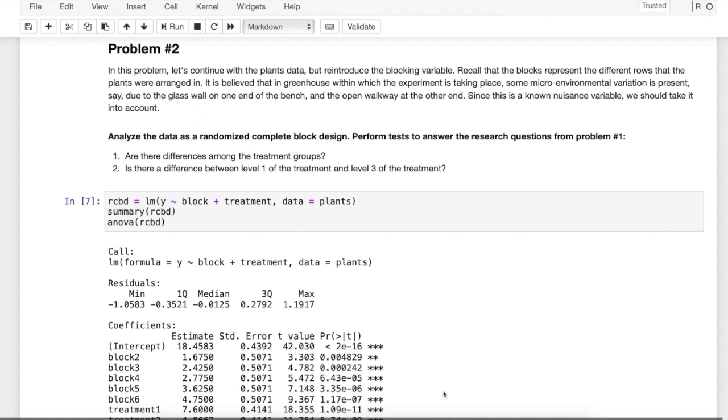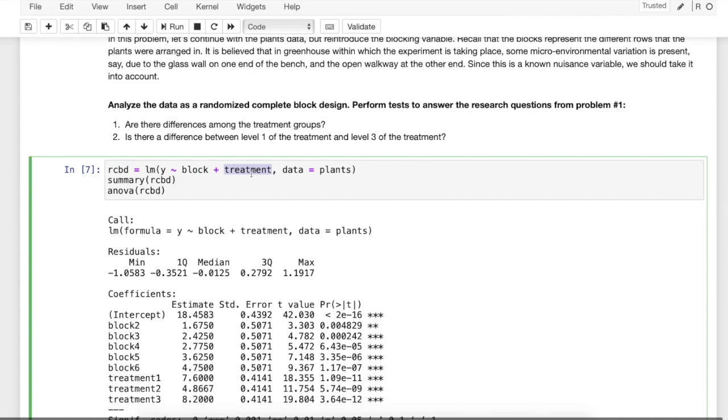And if you recall, the research questions that we were trying to answer were: are there differences among treatment groups? And is there a difference between level 1 of the treatment and level 3 of the treatment? And so here's the code to run a block design. And this shouldn't be surprising, right? It looks like the same sort of code that you would use for a two-way Anova, except we're interpreting one of the factors as a blocking factor and the other one as a treatment.